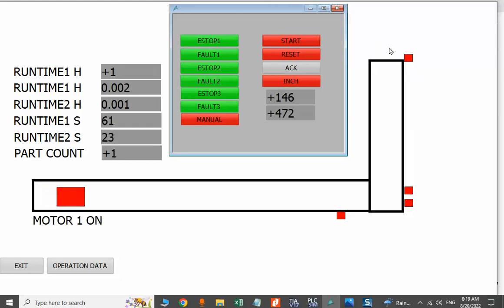When light barrier 4 is activated, we have a pulse, and the part counter here is increasing. We also have acknowledge, reset, auto, start, and inch. If there is a fault, we need to press acknowledge. Let us generate a stop, emergency stop in here. Consider we have the problem solved, but we need to press acknowledge and start again.